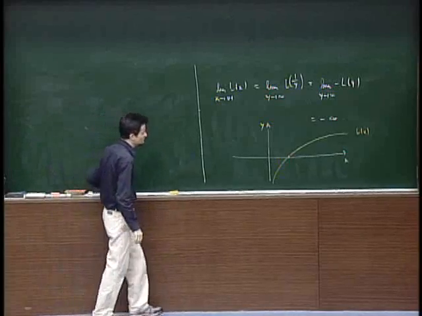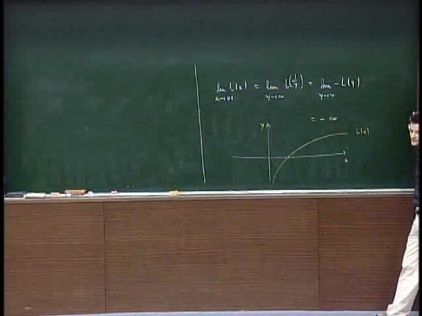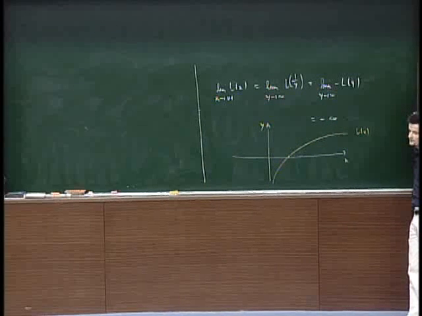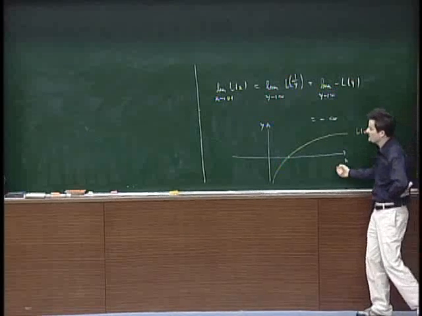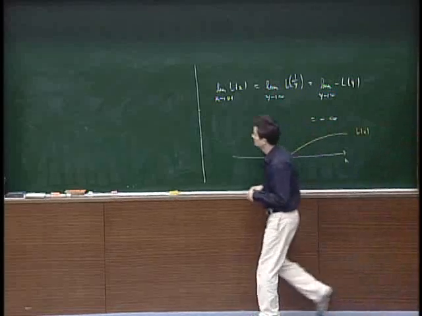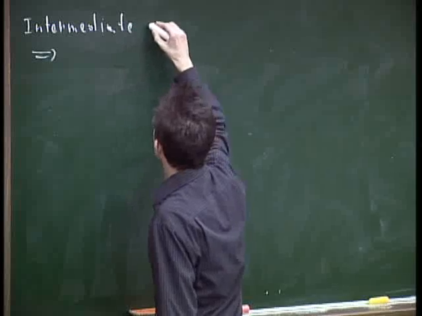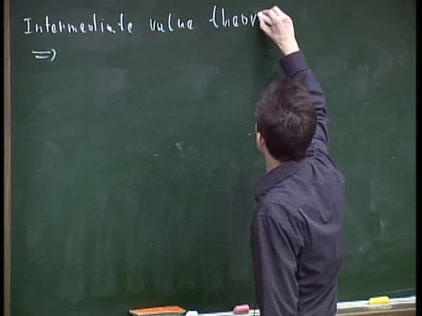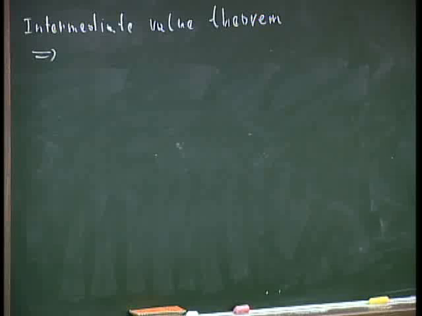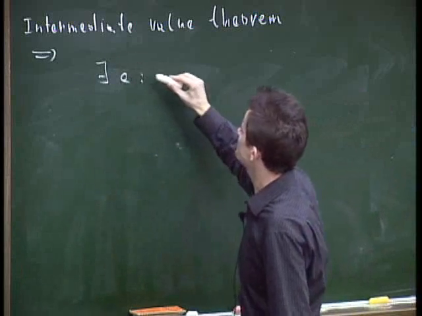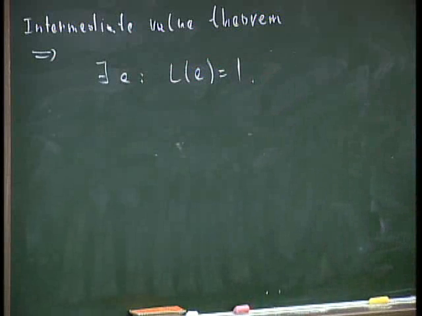Now, the next important observation is, since this function tends to infinity as x tends to infinity, and the function is continuous, you can use the intermediate value theorem to deduce that there must be some x where L of x is equal to 1. Because L of x is continuous, L of 1 is equal to 0, and if you choose x large enough, L of x will certainly be larger than 1. So you choose 1, which is between 0 and the large value, and there is an x, which we call e, such that L of e is equal to 1. And this e is called the natural number.